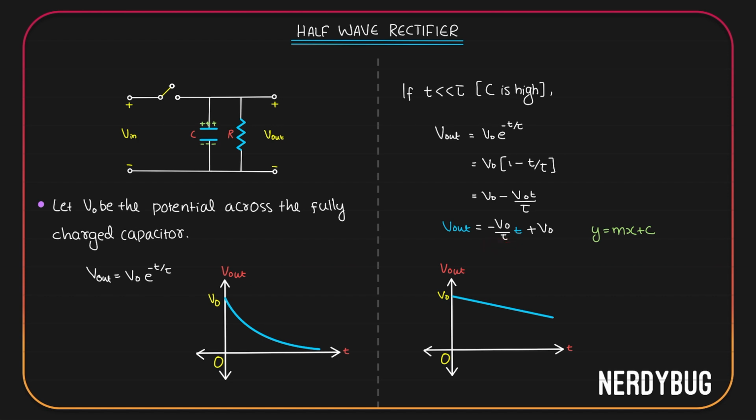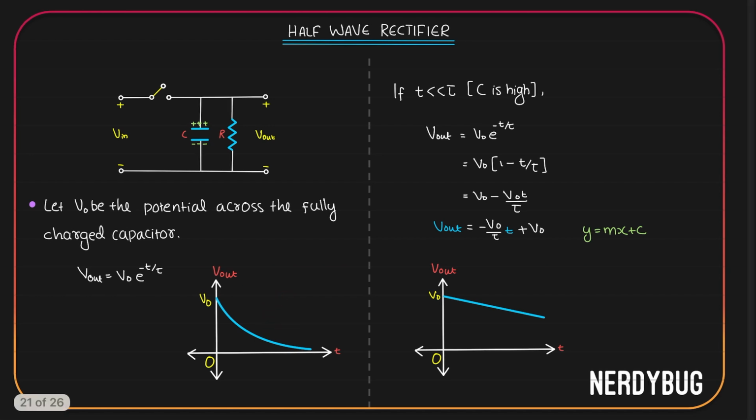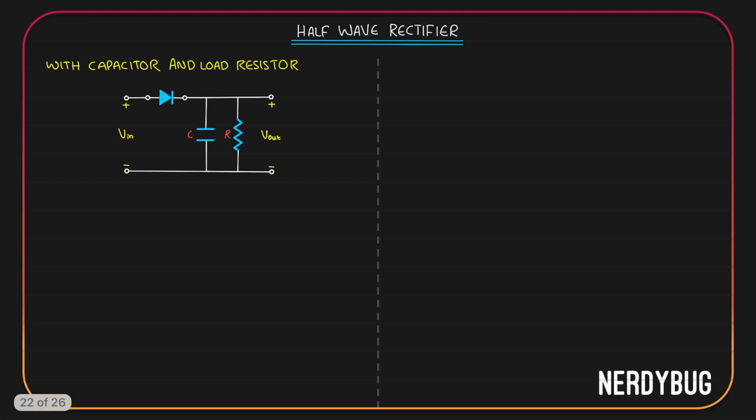Let me conclude the approximation. If the time constant is really large, that means the capacitance is really large, then the output can be approximated to be linearly decreasing rather than exponentially decreasing. Keeping this concept in mind, let us try to analyze a half-wave rectifier with both capacitor and the load resistor. First, we'll take the ideal diode model. Let's take a graph to plot the output.